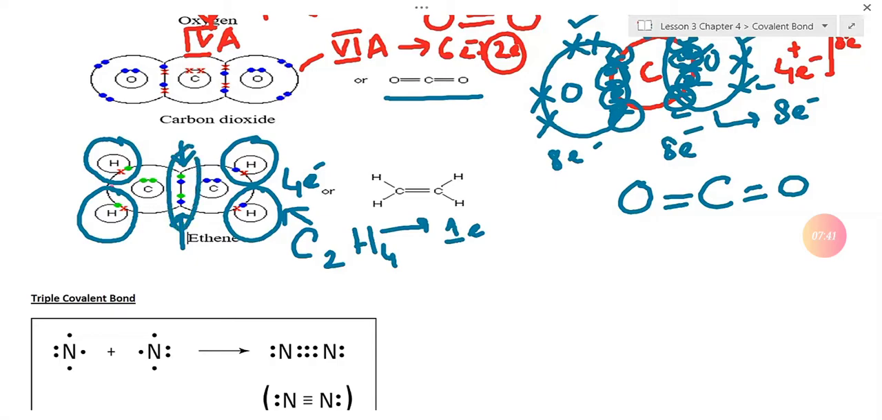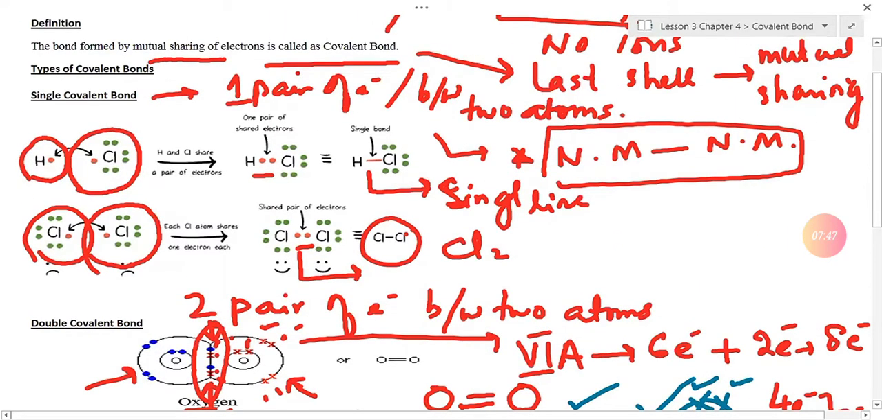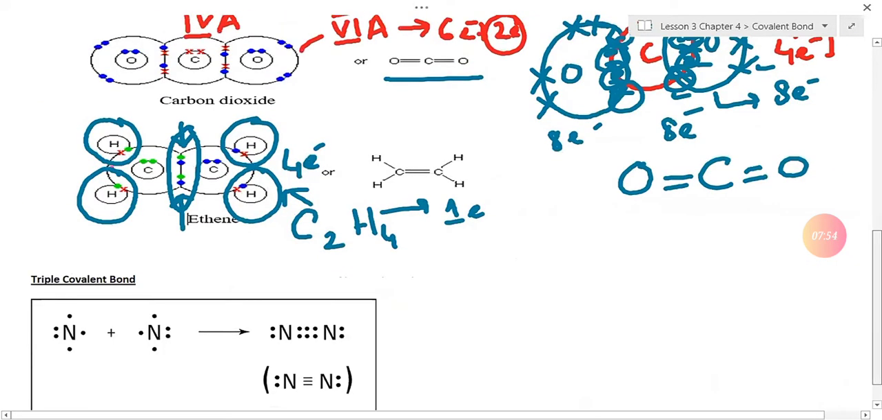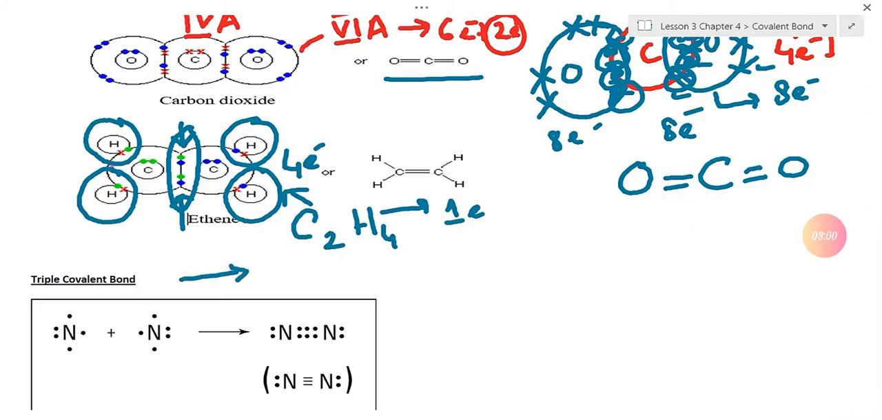So after sharing the 4 electrons of each carbon with 4 hydrogens, this is how the formation of ethene is taking place. If we count the electrons for each hydrogen and carbon, hydrogens will be completing their duplet, and carbons will be completing their octet after sharing the electrons.